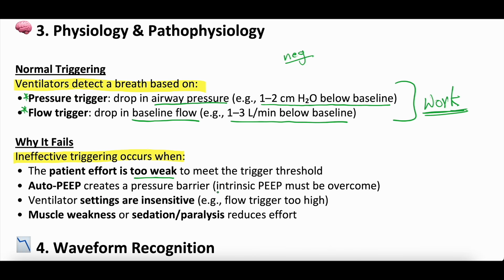And this creates something called intrinsic PEEP. PEEP is positive end expiratory pressure. And, again, check out those other episodes on AutoPEEP, because this is a really important, but really complex topic. So we're not going to do it justice in this video alone.